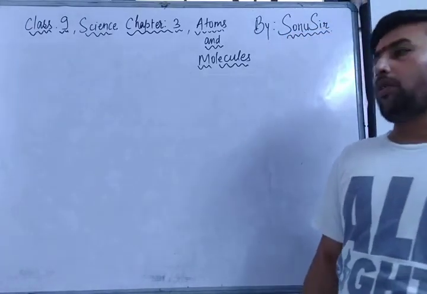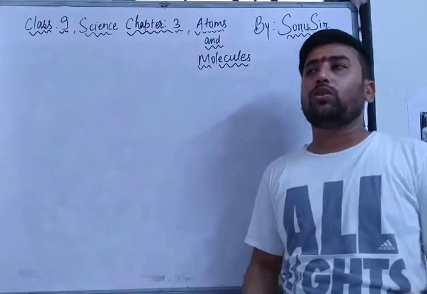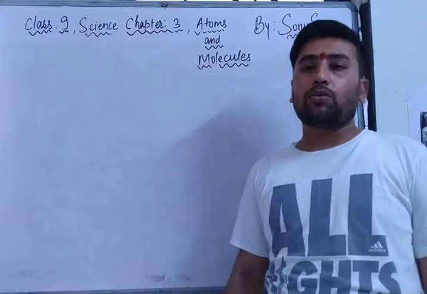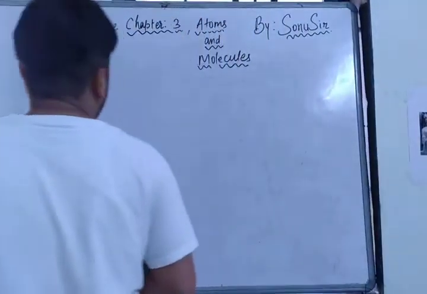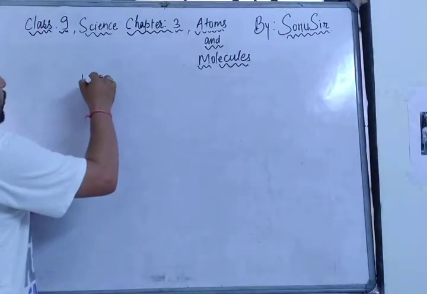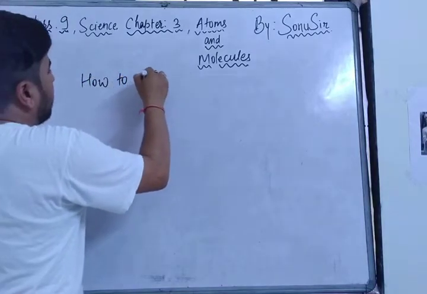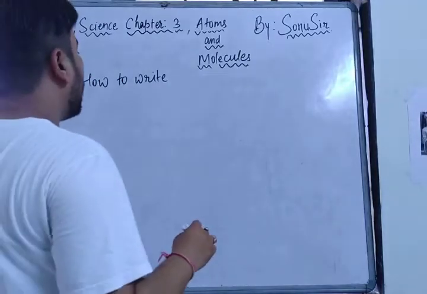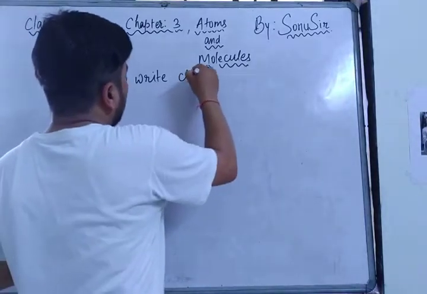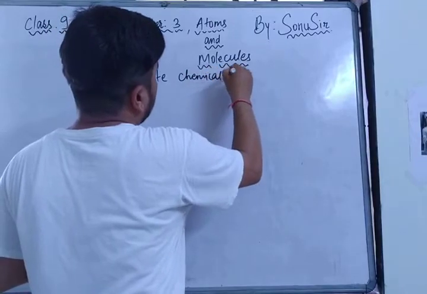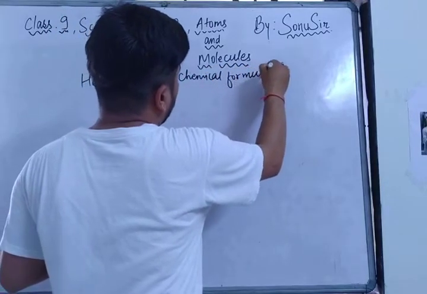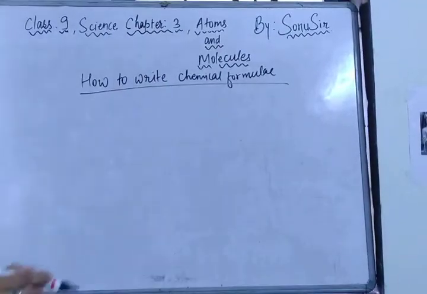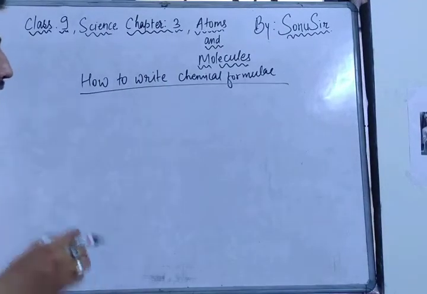Second thing, I have got one more complaint: sir, we still don't know how to write chemical formulae. So again today we are going to practice how to write chemical formulae. Our topic name is how to write chemical formulae. Some of the students do not know the valency of some of the compounds. So, class 9 science, chapter 3, Atoms and Molecules: how to write chemical formulae.